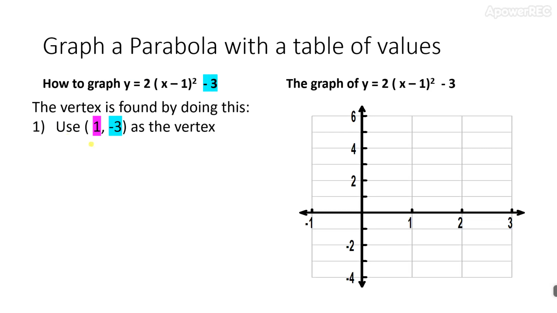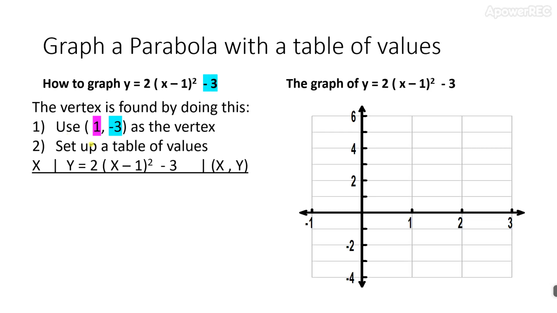We plot the vertex in the middle of our table of values and use x values that are 2 and 3, and then x values that are also 0 and negative 1, and substitute them into the equation to get the xy coordinates. So set up a table of values.